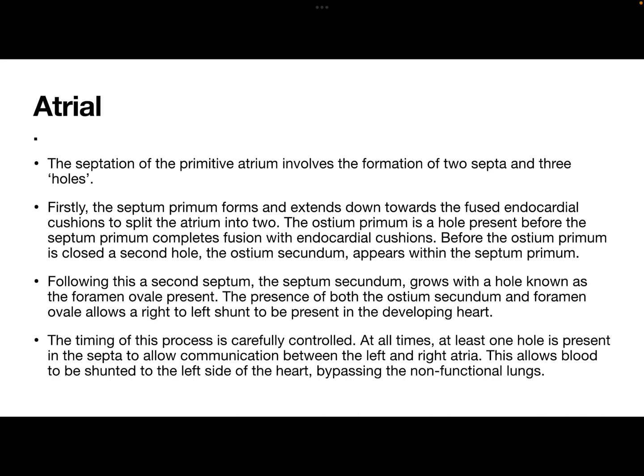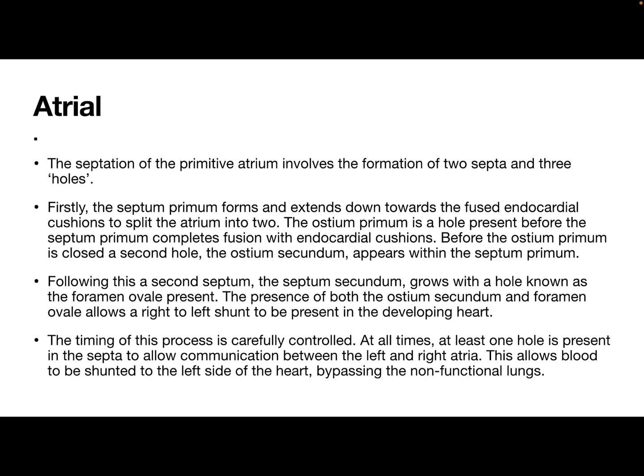Atria. The septation of the primitive atrium involves the formation of 2 septa and 3 holes. Firstly, the septum primum forms and extends down towards the fused endocardial cushions to split the atrium into 2. The ostium primum is a hole present before the septum primum completes fusion with the endocardial cushions. Before the ostium primum is closed, a second hole, the ostium secundum, appears within the septum primum.